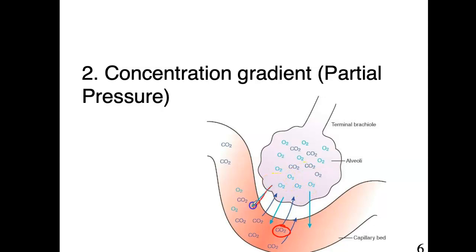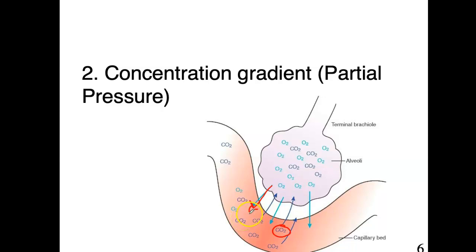The only way you can deliver some of that oxygen here is if there is a concentration gradient, if there's more oxygen in the alveolus than there is in the capillary. If not, it's not going to go there. So we call that partial pressure. So the partial pressure in the alveolus has to be higher than that of the capillary. If not, it will not move there.